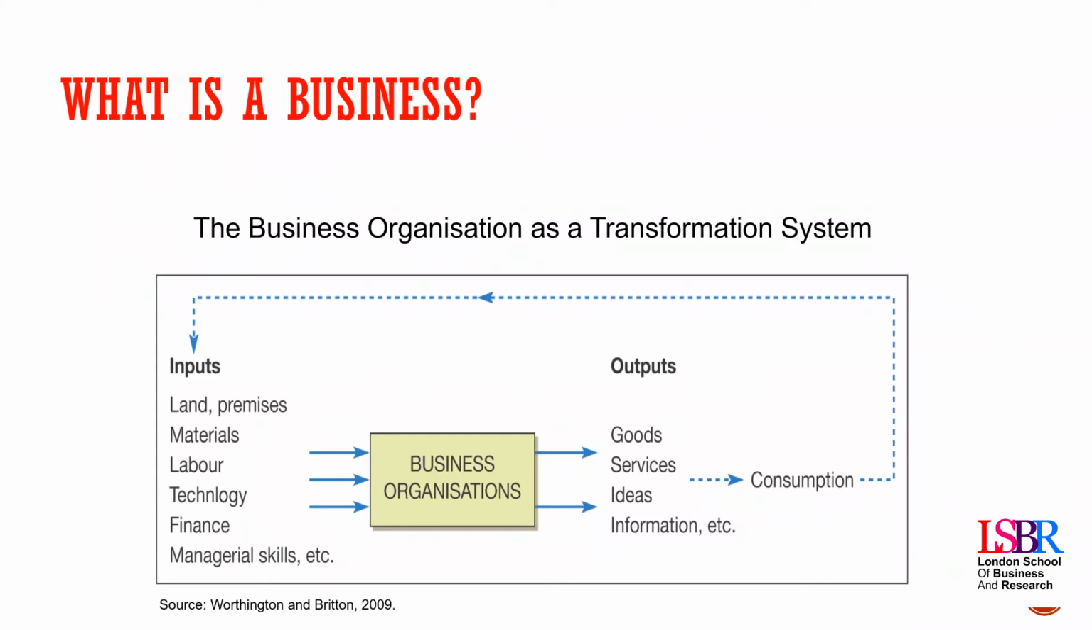Output can be in the form of goods, in terms of services. It can be in the form of ideas. It can be information. So more recently, big data and the idea that data has an important role to play in pushing businesses going forward. So these are all examples of outputs. Okay, goods, services, ideas, and information, and these are consumed. Now, they might not always be consumed by the same group of people.